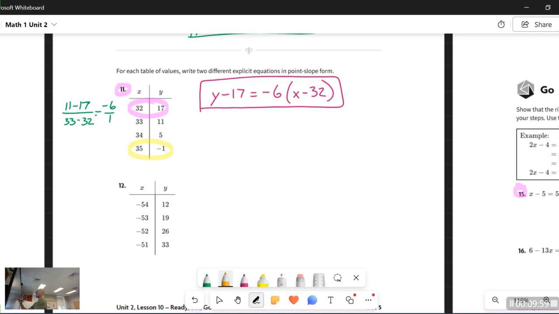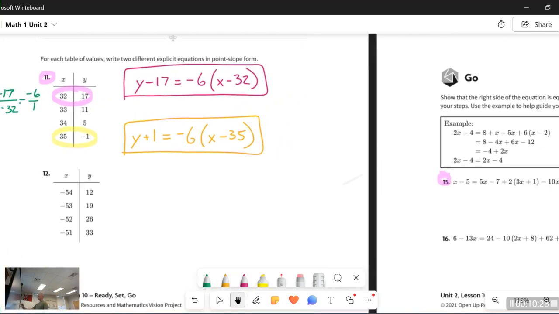So then we're going to do the same thing down here. Luckily, we already did the difficult piece. So we have y minus a negative 1, which is y plus 1, is equal to, the slope stays exactly the same, times x minus 35. Even if you would have chosen 2 different points to check the slope, because it's a linear equation, it's always going to have the exact same rate of change, so that slope's always going to be the same. So, cool. That one's there.